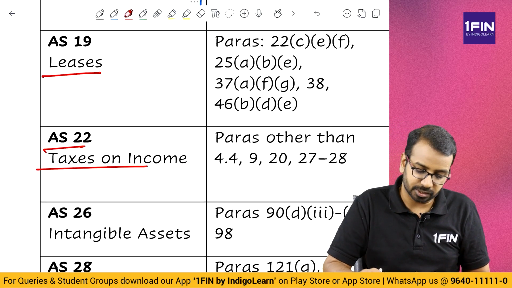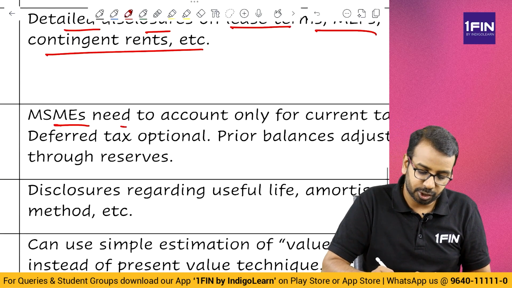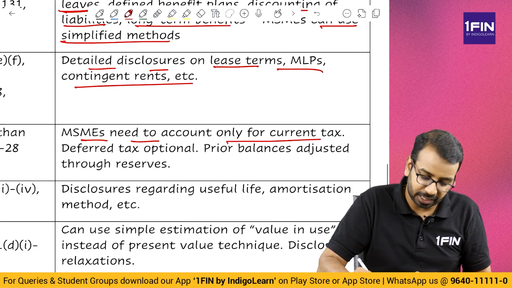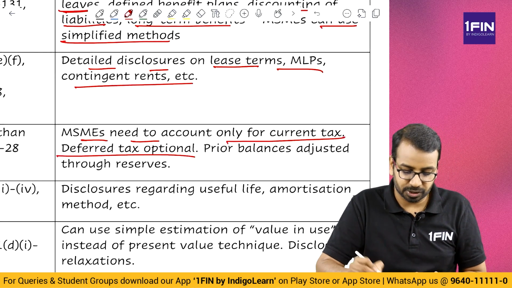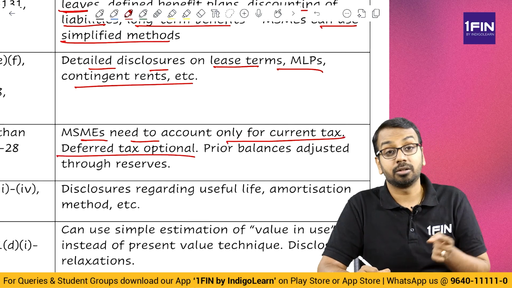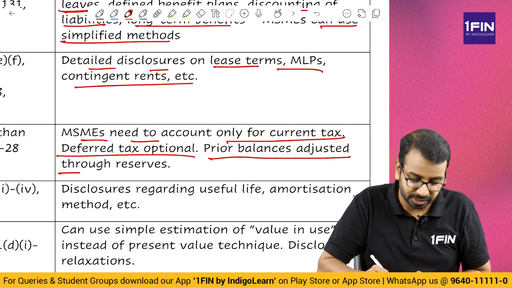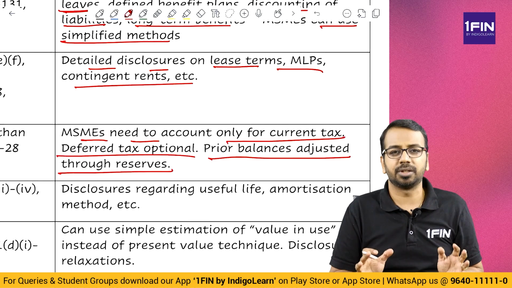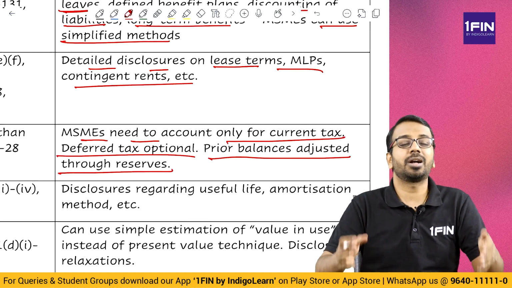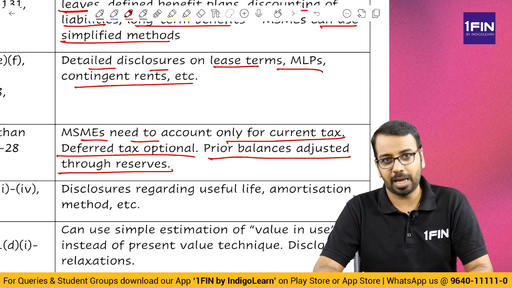On AS 22 taxes on income, MSME need to account only for current taxes. Deferred tax is optional. And if at all you are now becoming an MSME, the previous period deferred tax has to be adjusted through the reserves. So what is the meaning of this? MSME need not account for deferred tax asset or deferred tax liability.